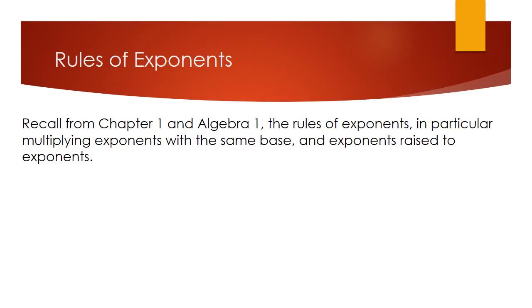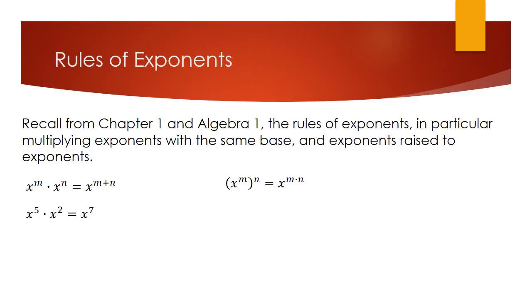So first, let's go back and recall from chapter 1 in Algebra 1 the rules of exponents. We're going to focus on multiplying exponents with the same base and exponents raised to exponents. If we had x to the m times x to the n, we could simplify that by making it x to the m plus n. For example, x to the 5th times x to the 2nd, we add the 5 and the 2 and we get x to the 7th.